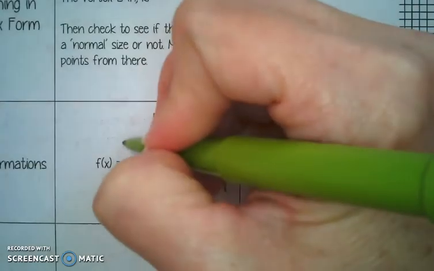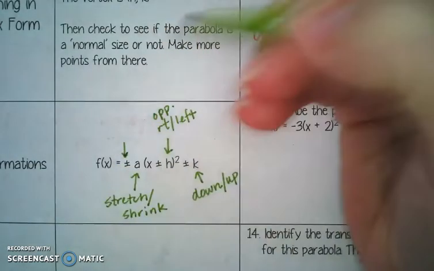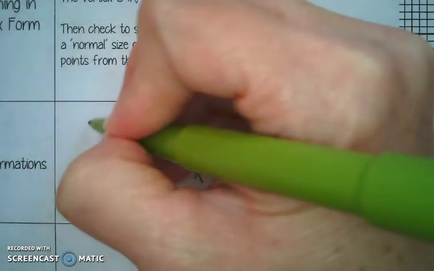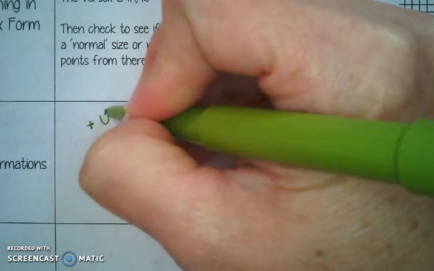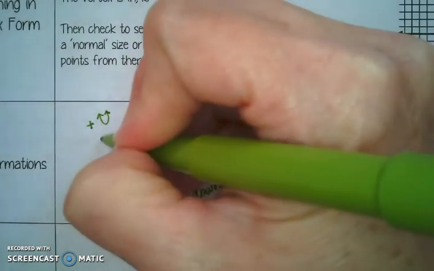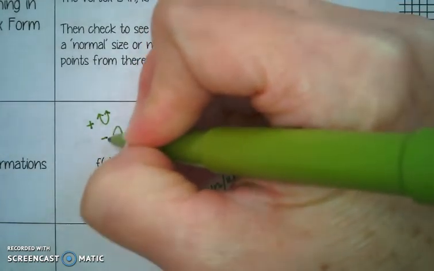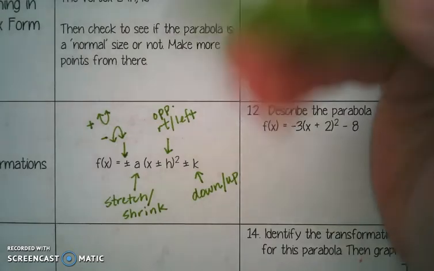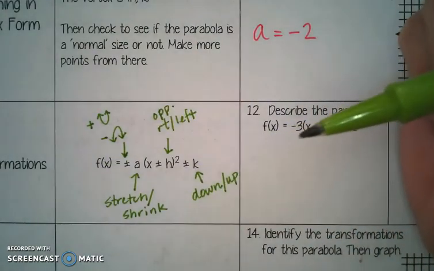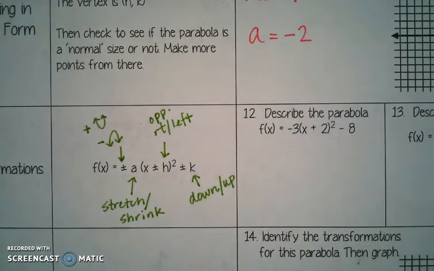And then if it's positive, it goes up. If it's negative, it goes down. So positive opens up, and a negative parabola is going to open down. So when we look at our equation, we get all of this information, which then makes graphing so much easier.